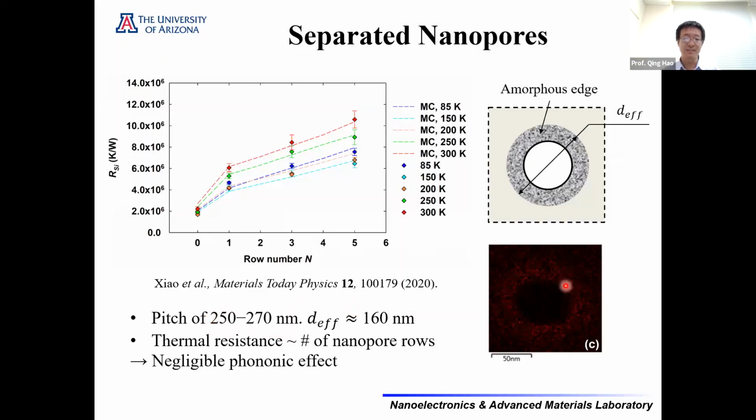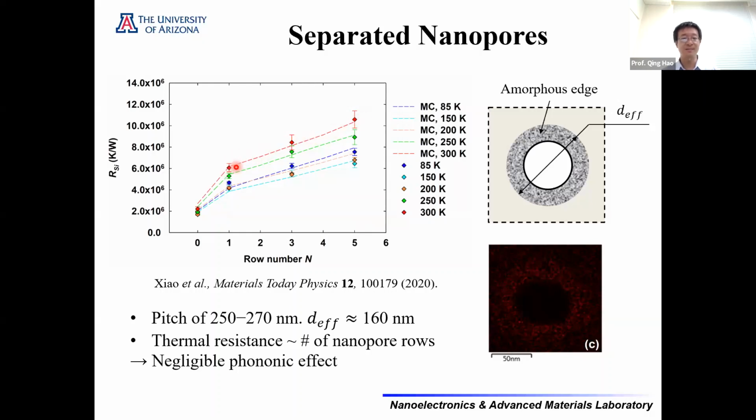If we check the TEM image, we have the gallium nitride as red dots around the nanopore edges. So this will basically expand the effective diameter of the nanopores to around 160 nanometer. If we plot the resistance of the short beam as a function of the number of rows of nanopores, we can see the resistance basically increases almost linearly here.